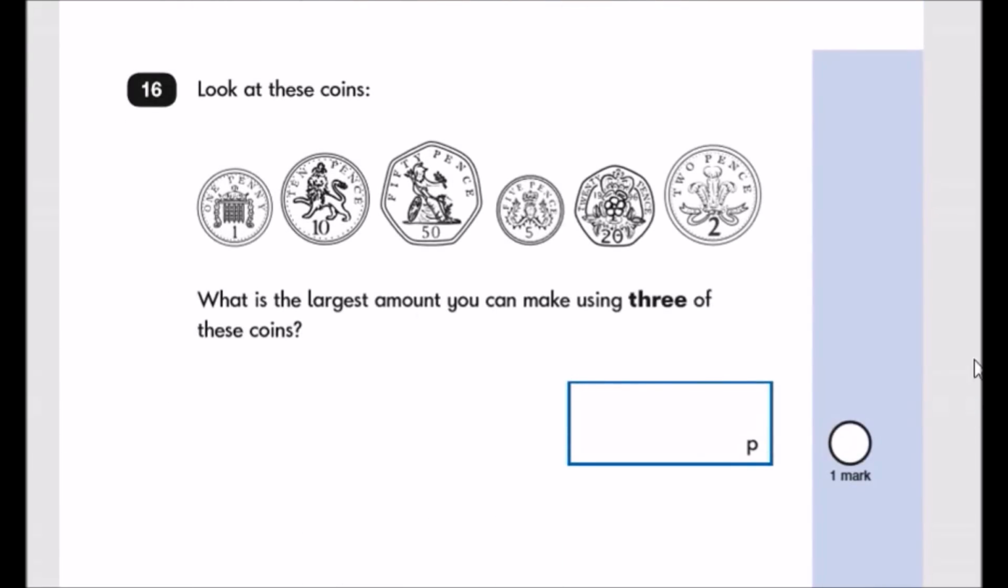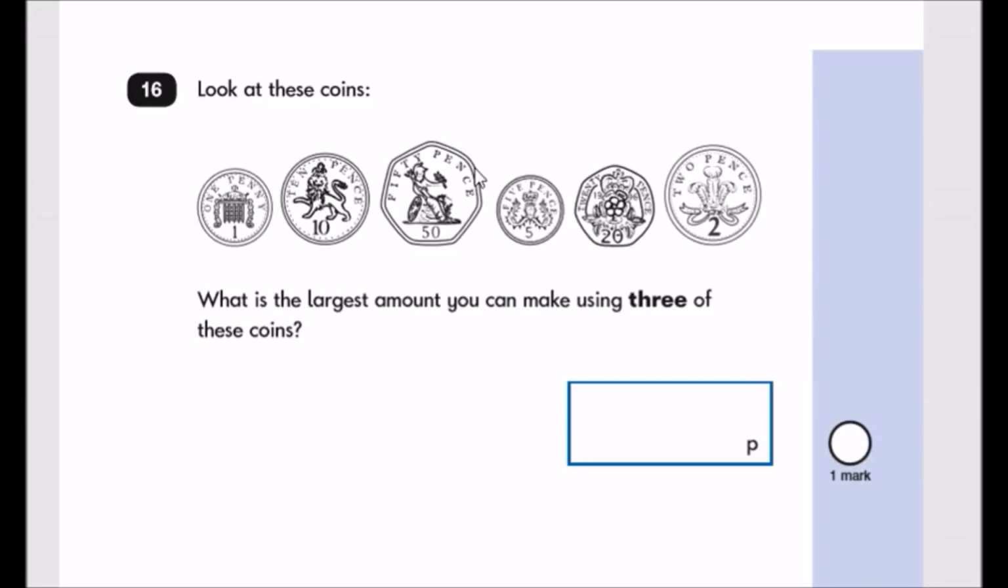Alright guys, number 16. So look at all these coins. So we're given a 1 pence coin, 10p, 50p, 5p, 20p, and a 2 pence coin. So what is the largest amount you can make using 3 coins? Well, the largest amount you can make is using, of course, the biggest coins.